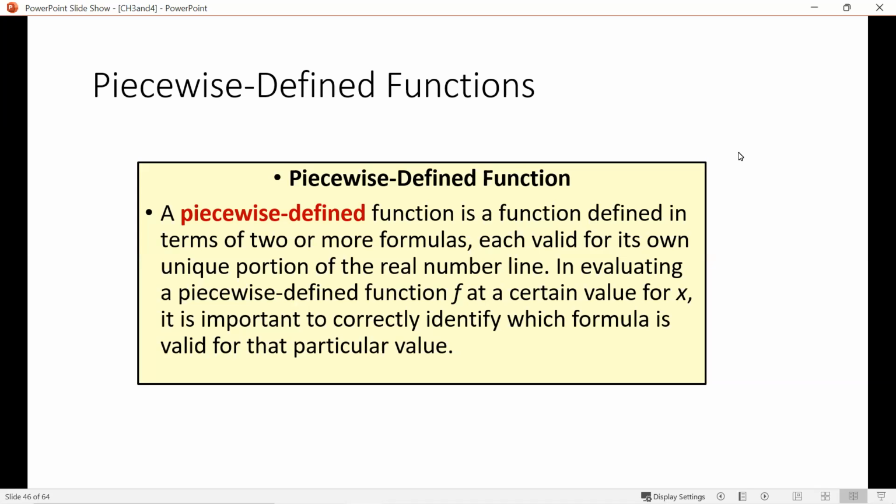Now let's talk about piecewise defined functions. So a piecewise function is going to have 2 or more formulas, and each is going to describe a certain part of the domain.